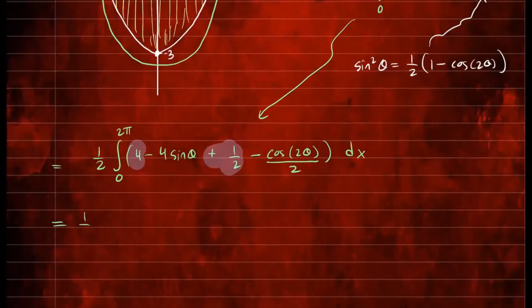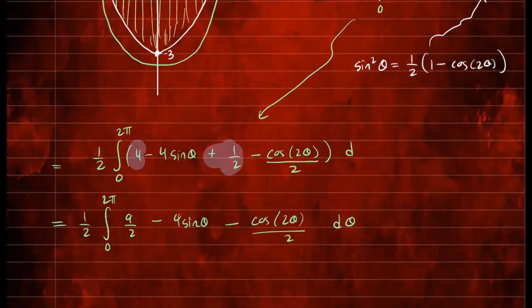So we have 1/2 outside, 0 to 2 pi, 4 plus 1/2, that's 9/2, minus 4 sine theta, minus cosine 2 theta over 2 d theta. So I forgot to write that here. This is d theta. All right, now we're ready to integrate this.